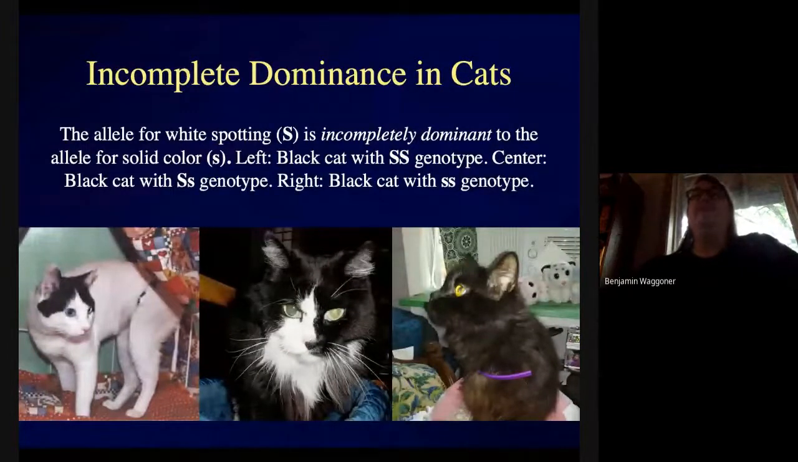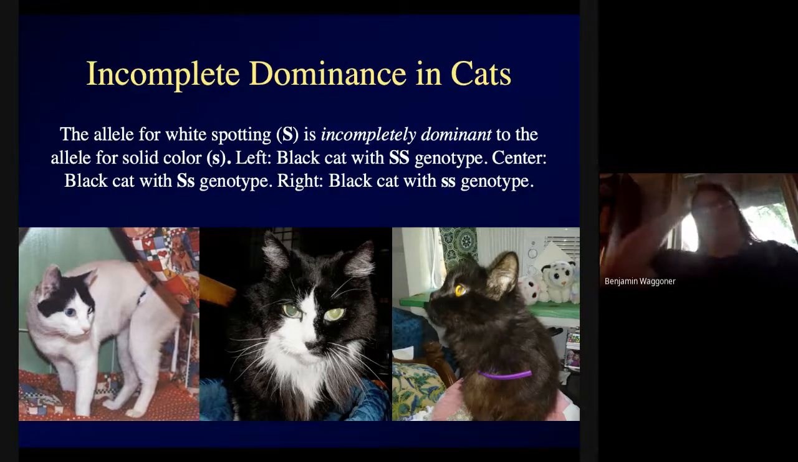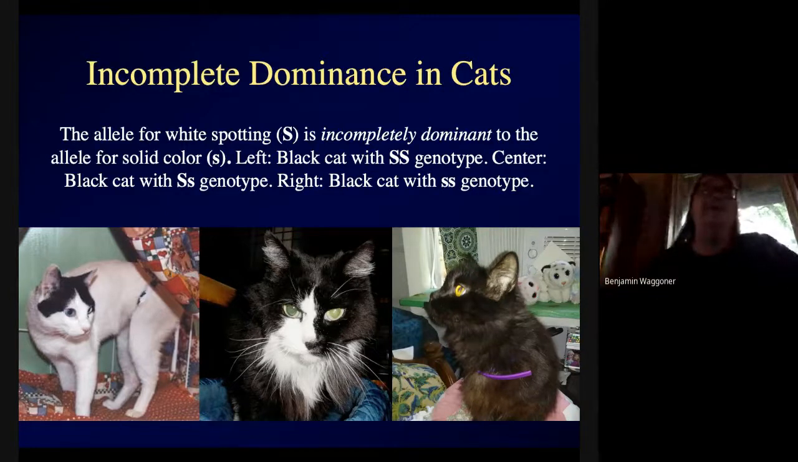But it's incompletely dominant. So on the left, that is a black cat, but that's a cat that is homozygous for the dominant allele for white spotting. And it's basically a black cat with so many white spots on its body that it's mostly a white cat. Pretty much the only black that you've got left is going to be around the ears.